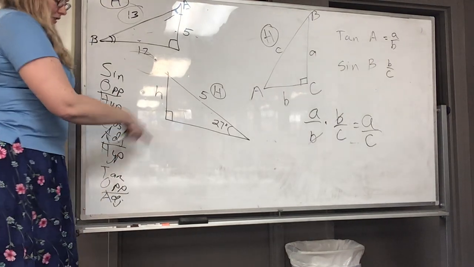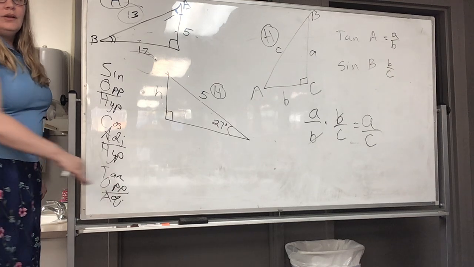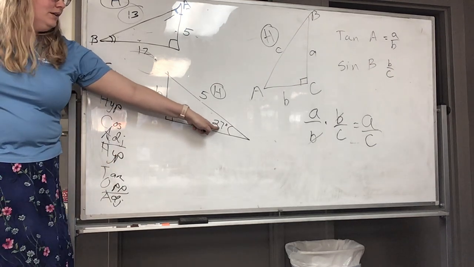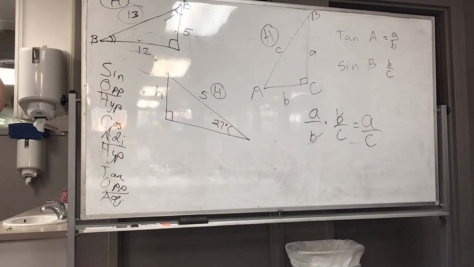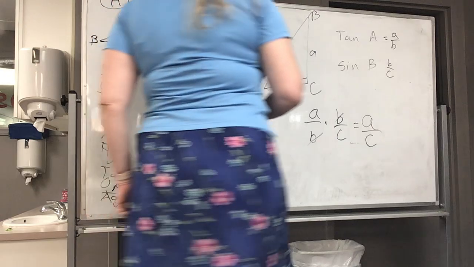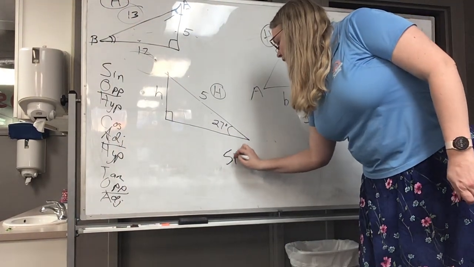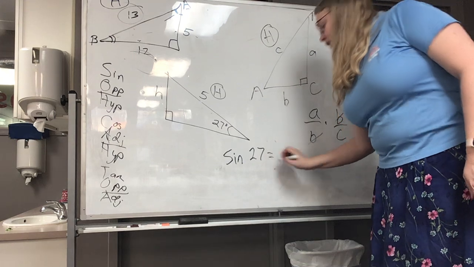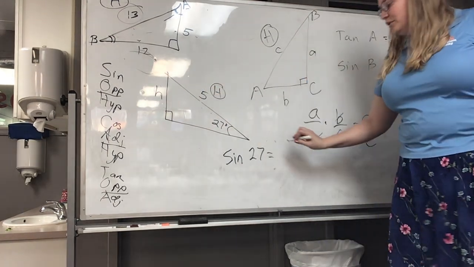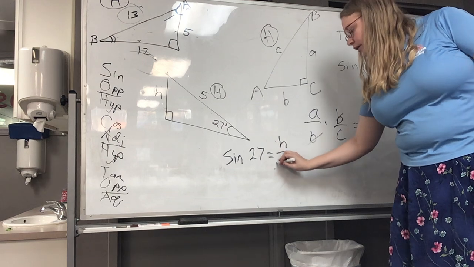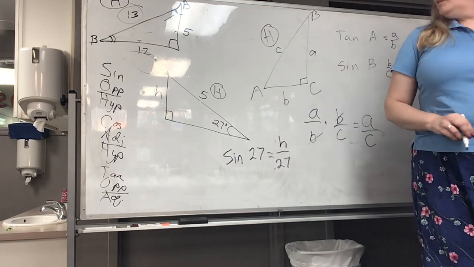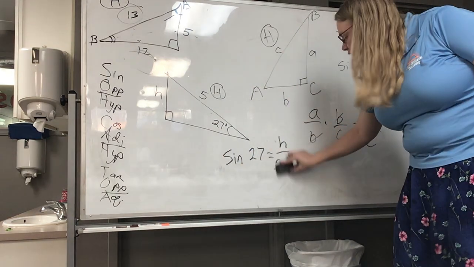That rules out tangent. We're not going to be using tangent. Compared to 27, is h opposite or adjacent to that 27? Opposite. And so we're going to be using sine. We're going to be using the one that uses opposite and hypotenuse, the one that works with what we have. So we would say that the sine of 27 equals opposite over hypotenuse, h over 27. No, sorry, not 27, 5. Lost track of numbers for a second.